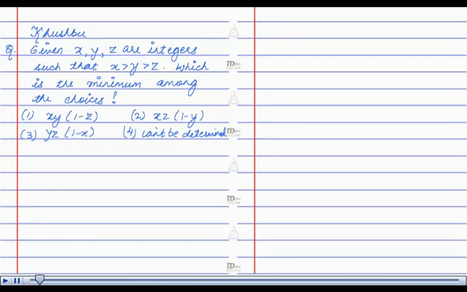Hello, I am Khushbu. The question is, given x, y, z are integers such that x is greater than y is greater than z, which is the minimum among the choices?